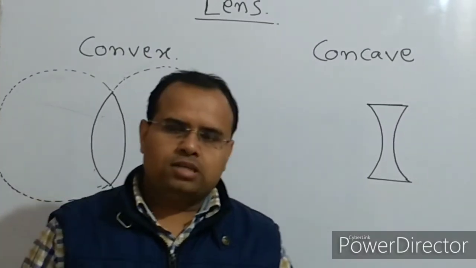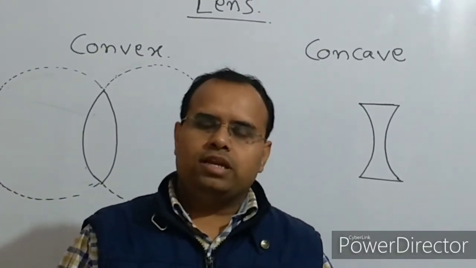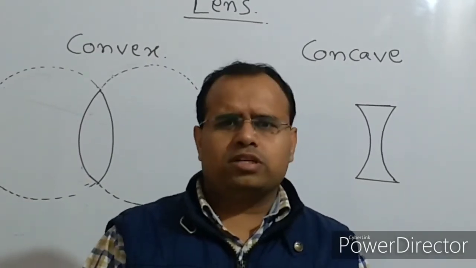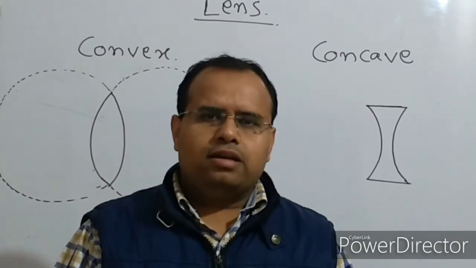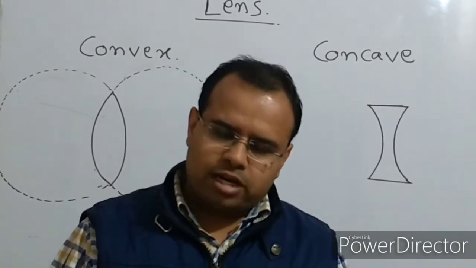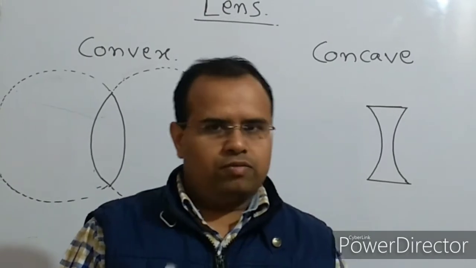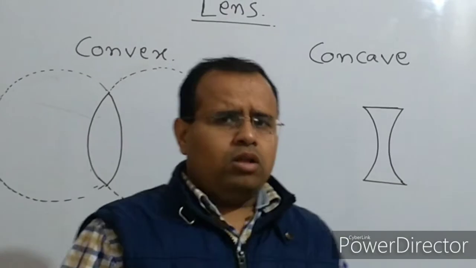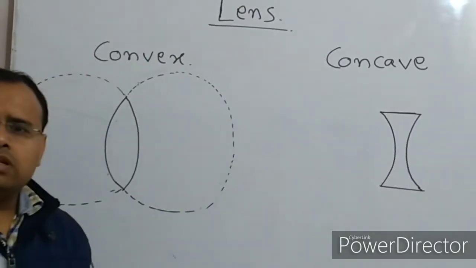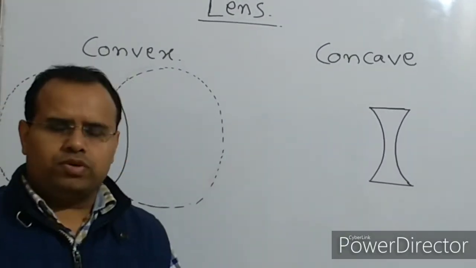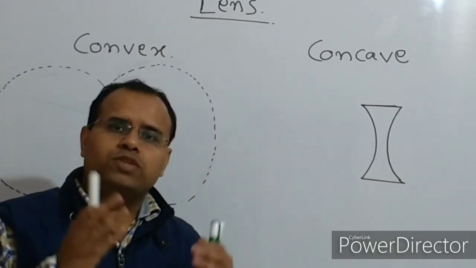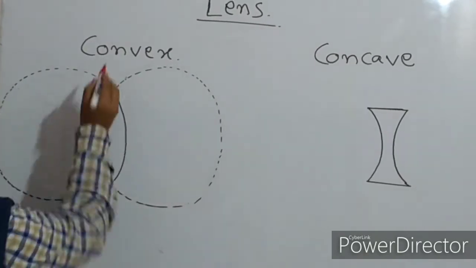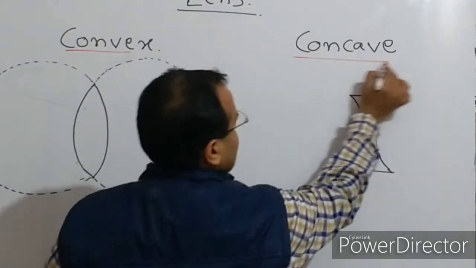Friends, in today's class we are going to discuss lenses. Lenses are parts of transparent material, and they have a very special characteristic: they can either converge or diverge the light rays which are incident on them. On the basis of whether the lens diverges or converges, and also on the basis of their shapes, there are two types of lenses. One is called the convex lens and the other is called the concave lens.